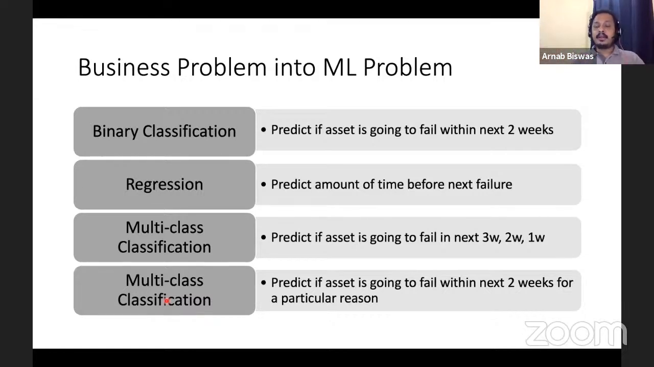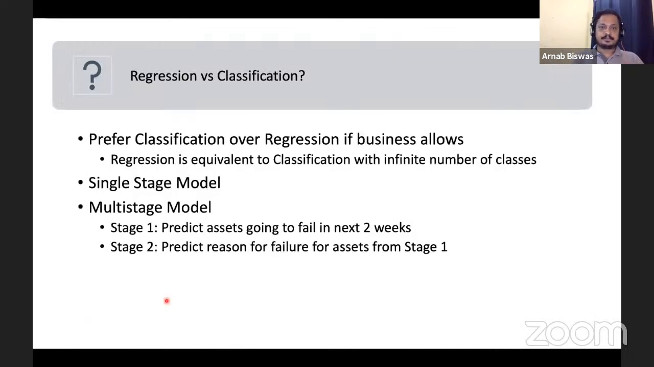So it could be like, tell me if an asset is going to fail in the next week for a compressor issue, for a heater issue, for an electrical issue. So all these issues, root causes, create one different class.